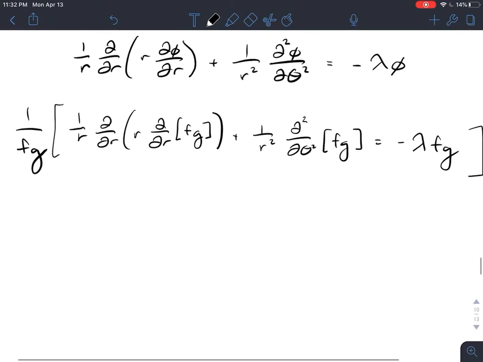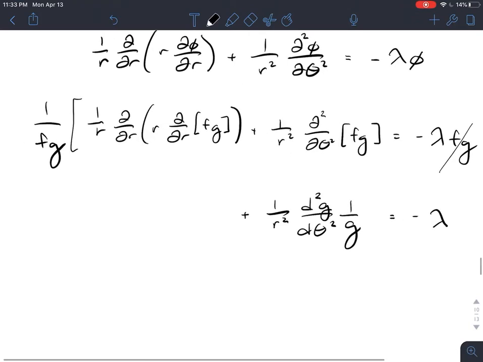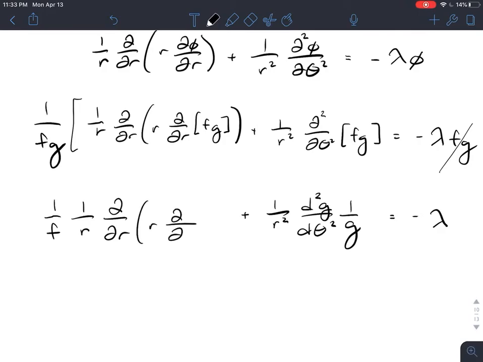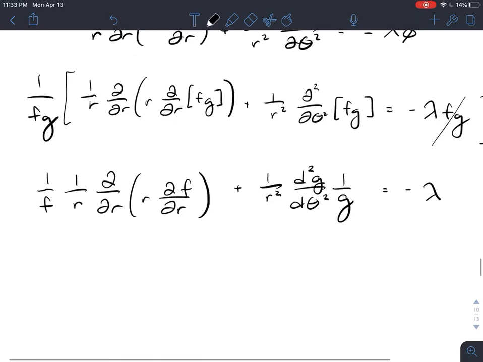And the reason for this is we're going to eliminate everything on the right hand side such that we're just left with negative lambda. And then we can isolate all the terms that have no dependency on the variables. So on this, we're going to get rid of the f term because it's a function of r, such that we're only left with derivative operators on theta. And then we have 1 over g plus 1 over r, 1 over f, r df, because g is not a function of r, so we can essentially just factor that out.